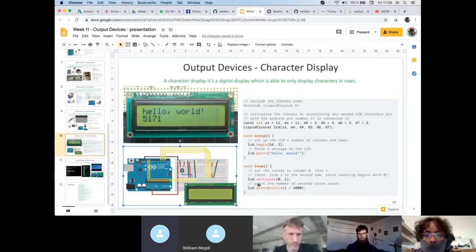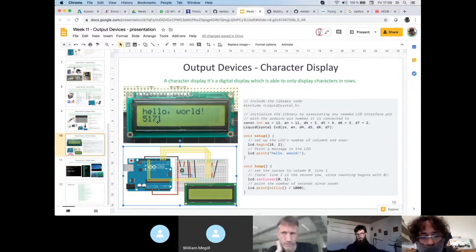Or you can set the cursor. The cursor, guys, is the same as the cursor that you have in Word or in any text editor software, that you position where you want to write. So you position the cursor in the slot 0, row number 1, and then you write, for example, the milliseconds here. And this is, I don't know, 5171, for example. And that's it. This is a rather easy to use display.